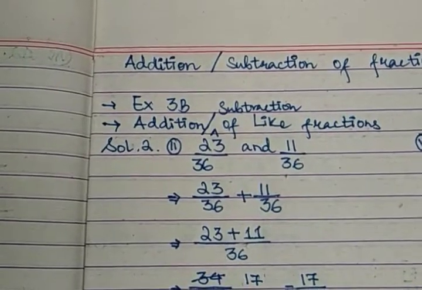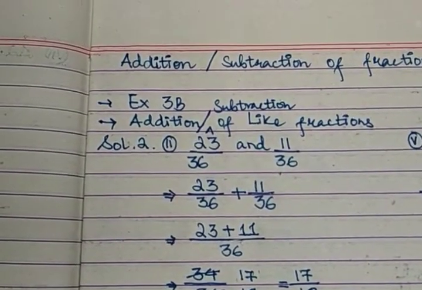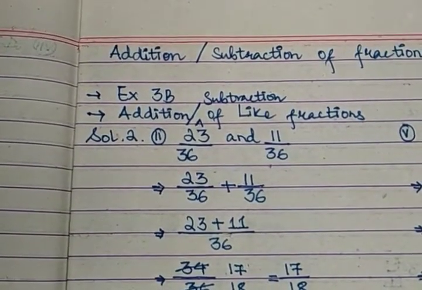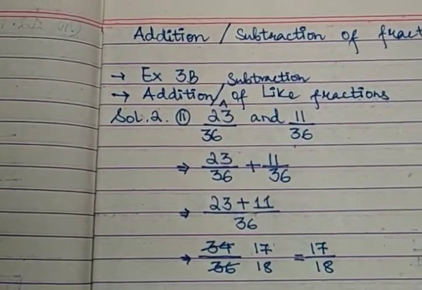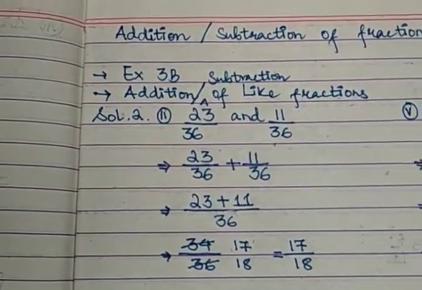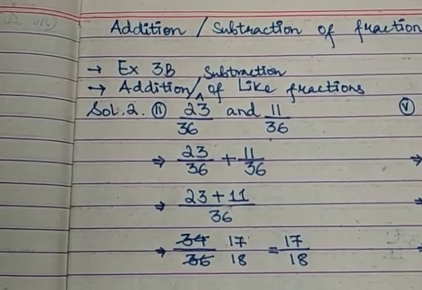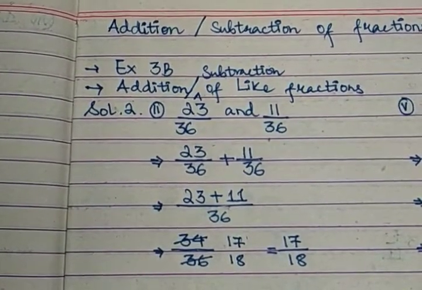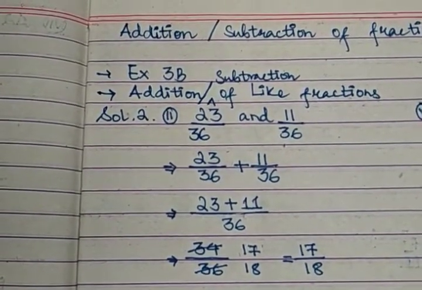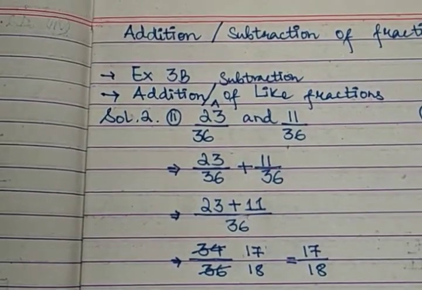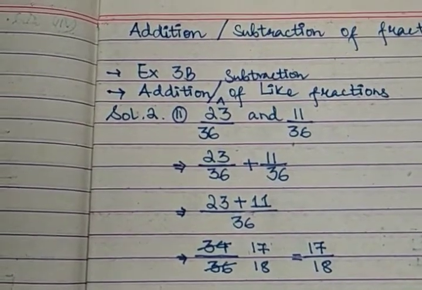In exercise 3b, question number 2, we have the addition of like fractions. The question is 23 divided by 36 and 11 divided by 36. As you can now distinguish, we have two given fractions, and they have the same denominator, and we know that they are like fractions.